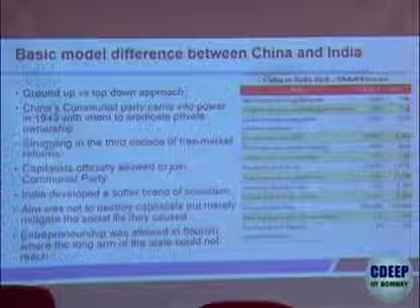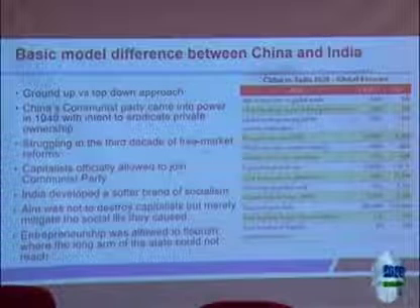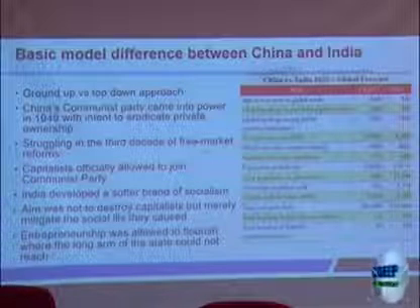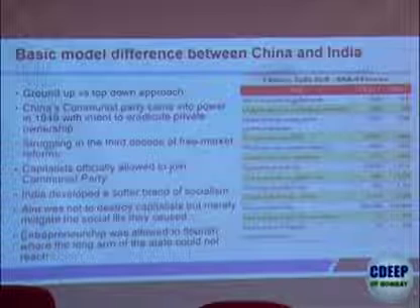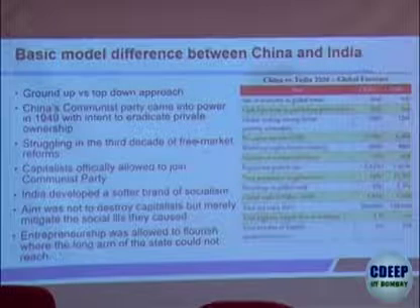These are some of the forecasts in terms of how India and China are forecasted to be at in the year 2030, and what we can see is that India is going to outperform China in most of these areas.